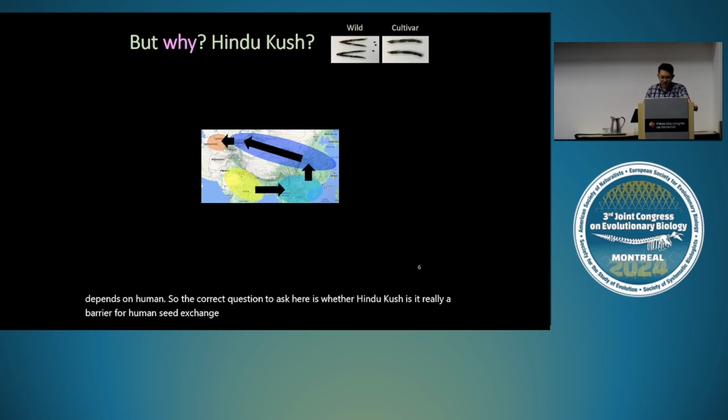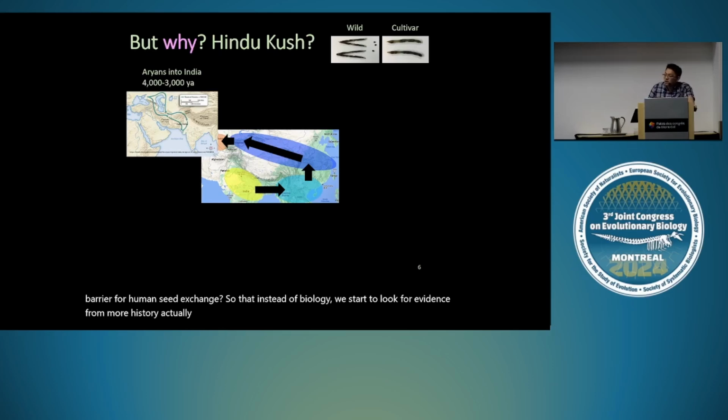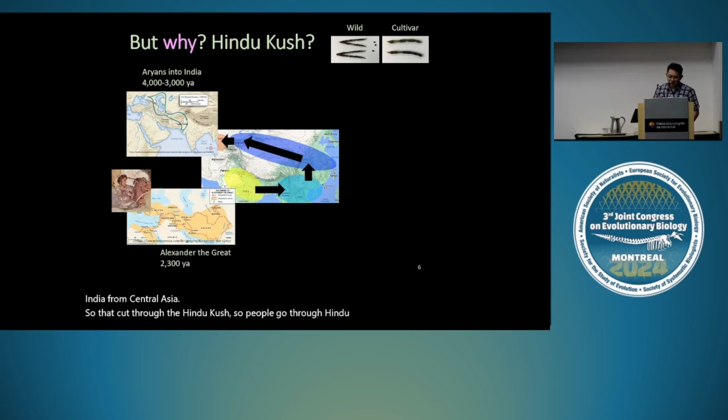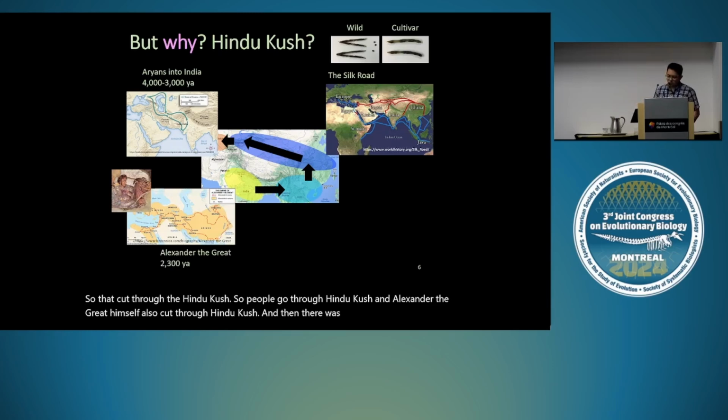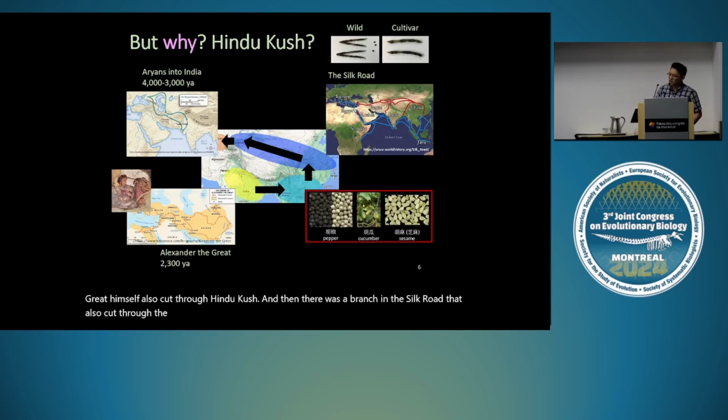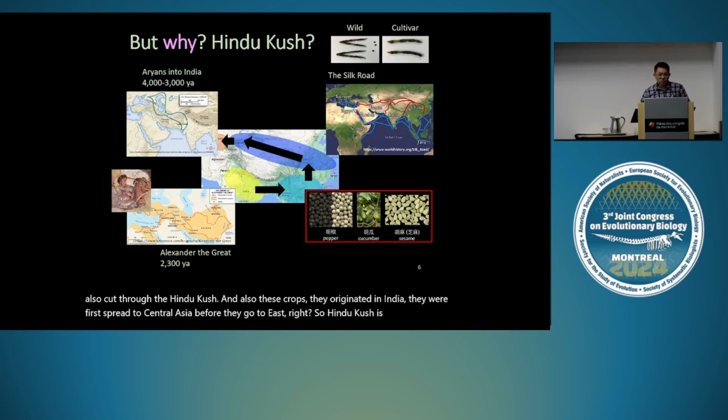So instead of biology, we start to look for evidence from history, actually. A long time ago, we knew the Aryan story, right? They entered or invaded India from Central Asia, so they cut through the Hindu Kush. So people go through the Hindu Kush, and Alexander the Great himself also cut through the Hindu Kush. And then there was a branch of the Silk Road that also cut through the Hindu Kush, and also these crops, they originated in India. They were first spread to Central Asia before they went East, right? So the Hindu Kush is obviously not a barrier, right?